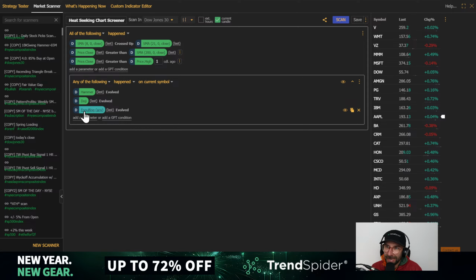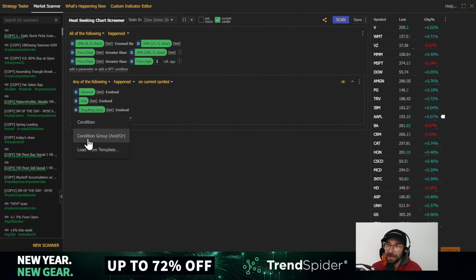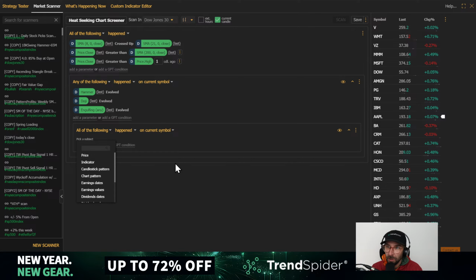Because we're talking about candles. A candle can't, in theory, be all of these things at one time. It can't be a hammer and a doji and an engulfing at the same time. So any of the following makes a lot of sense. Now, the big question that came in over the weekend was, why would you utilize none of the following? Well, for the same reason why you would utilize all of the following or any of the following. You want to define a set of conditions in another way. So let's say none of the following.